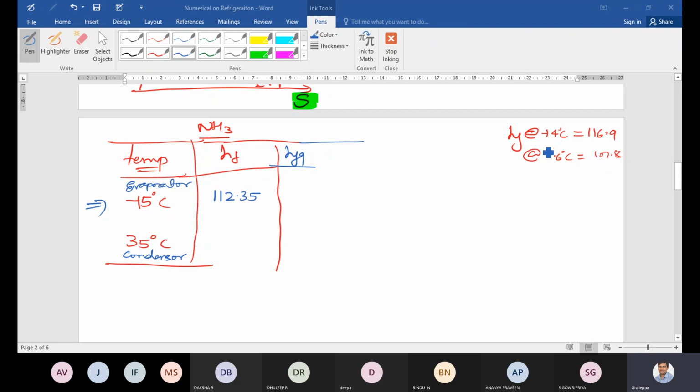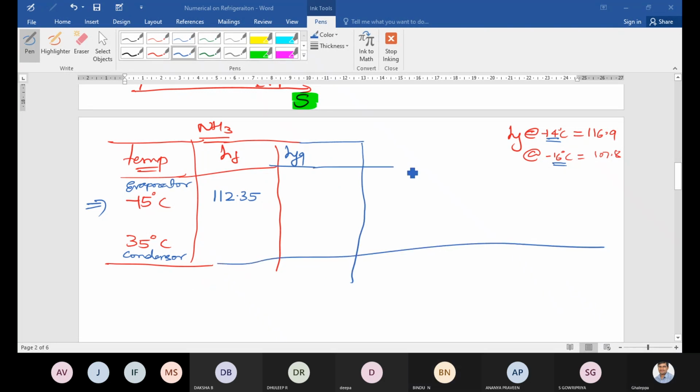Take the average at minus 14 and minus 16 and write down the value of HFG. Other students, please help me to write this table. 13, 13.25. Okay. Next, HG.